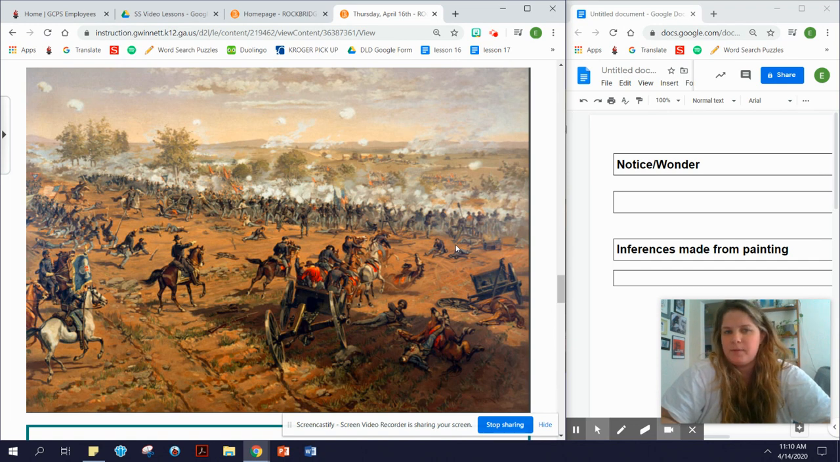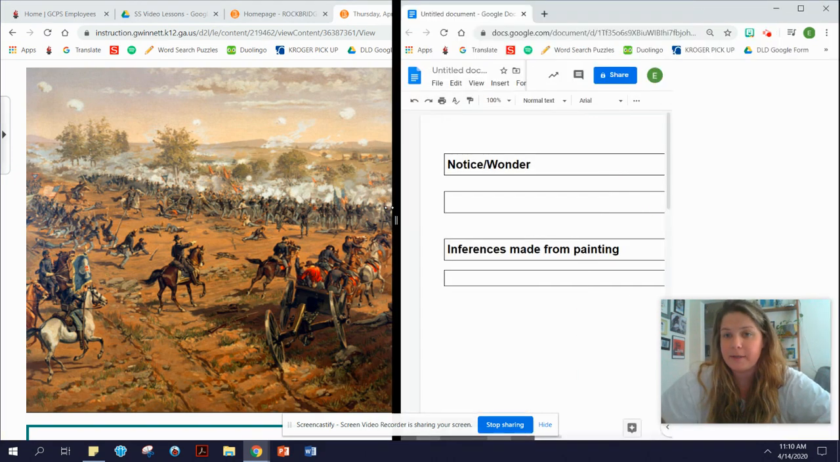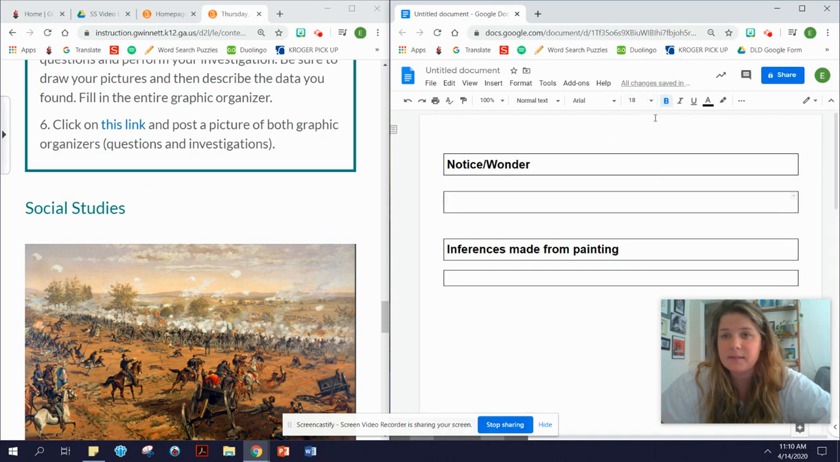What does the painting make you think? Because of what you see there, what do you infer? So pause the video and take some time to look at this painting. Okay, all right, so now I'm going to look at this and write down some things that I notice and wonder. Obviously, I'm going to be typing. You can do this on a piece of paper at your house.